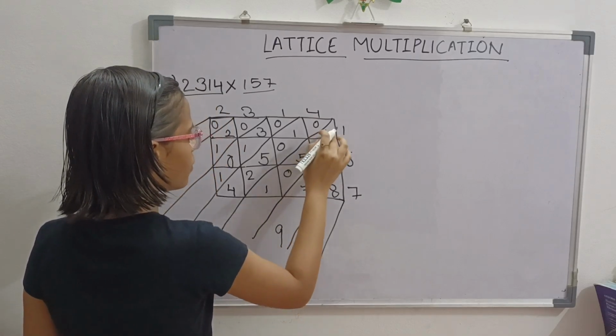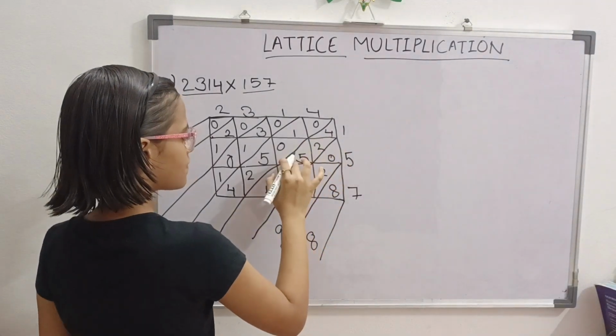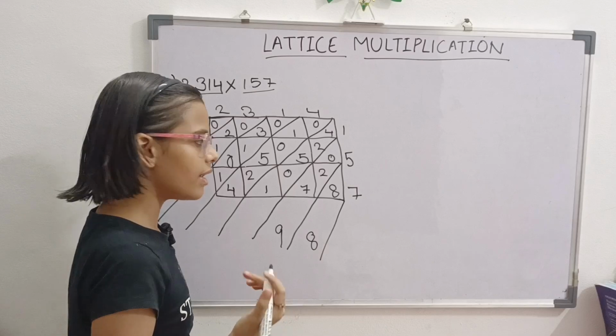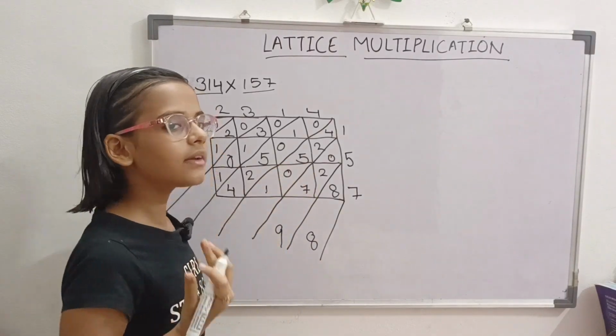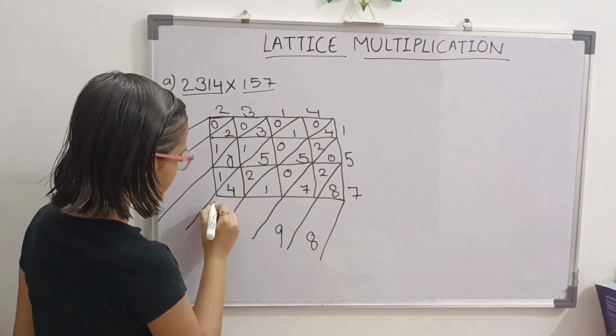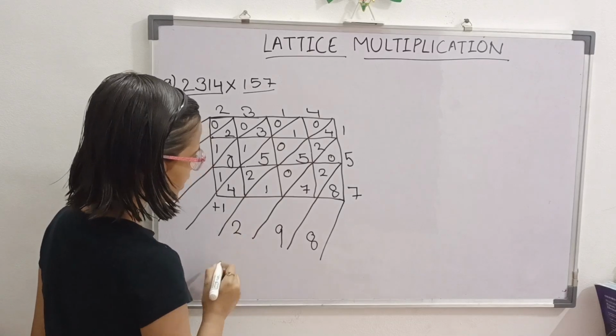Then 4 plus 2 which equals 6. 6 plus 5 which equals 11. 11 plus 1 which equals 12. So we can't write 12 here. So 1 will be carried over and we'll write 2.